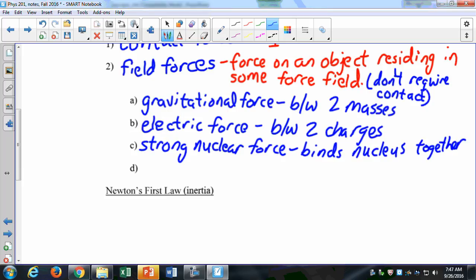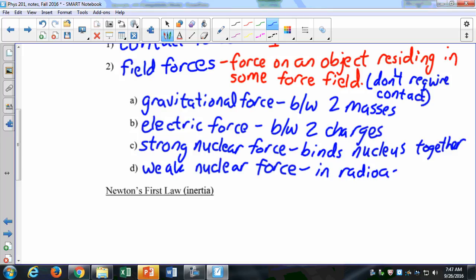And then there's a fourth. Like I said, you just need to know it in name, and that is the weak nuclear force. It occurs in radioactive decay processes. All right, know these mainly in name. Just know that they exist.